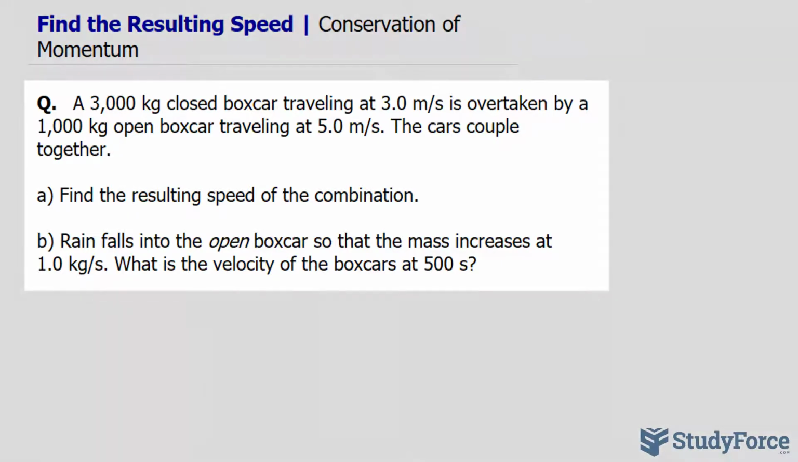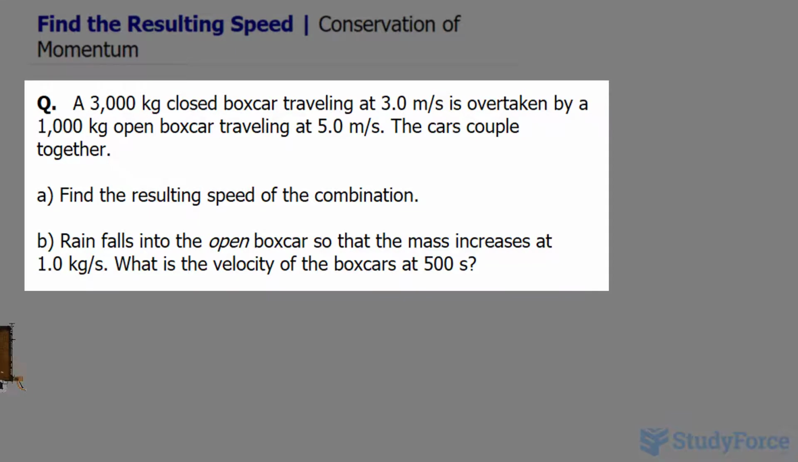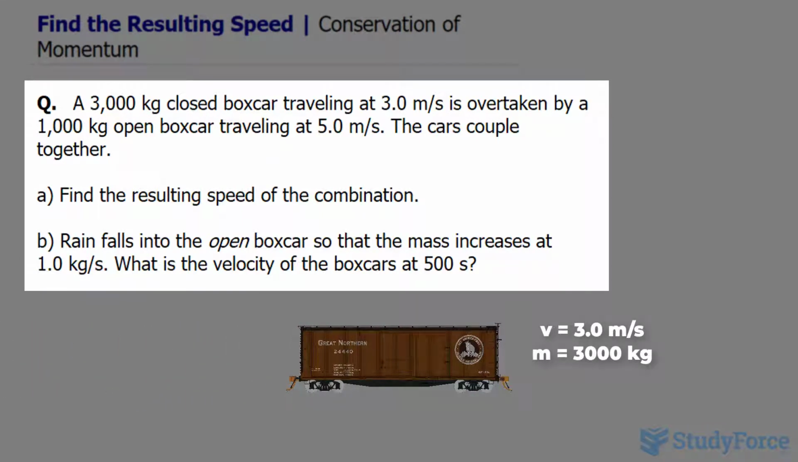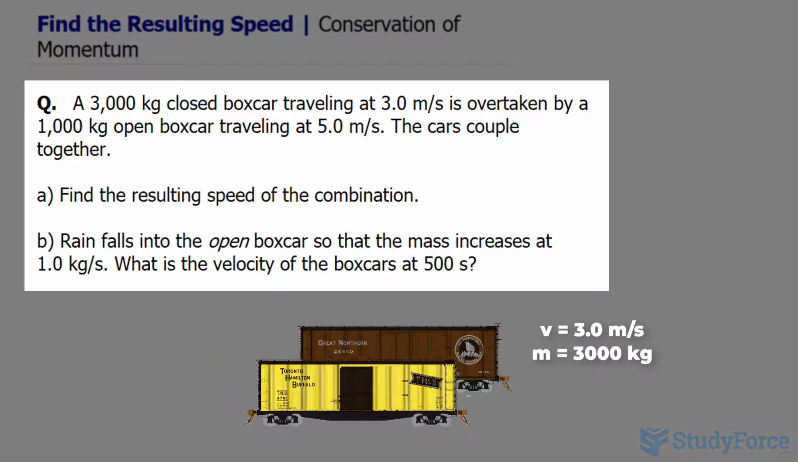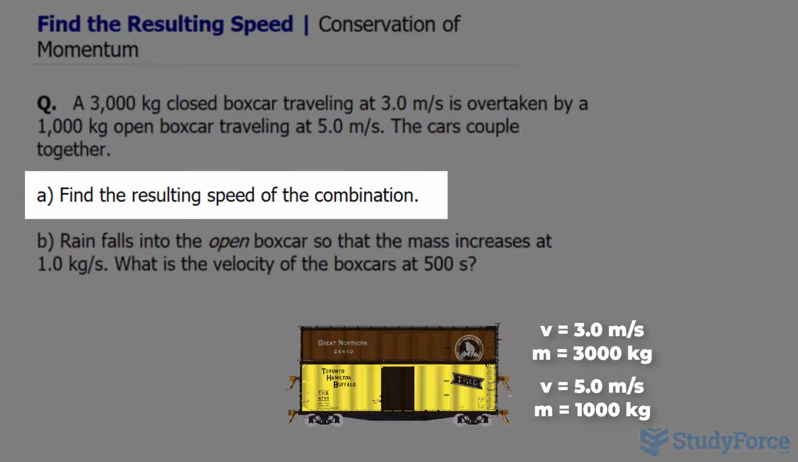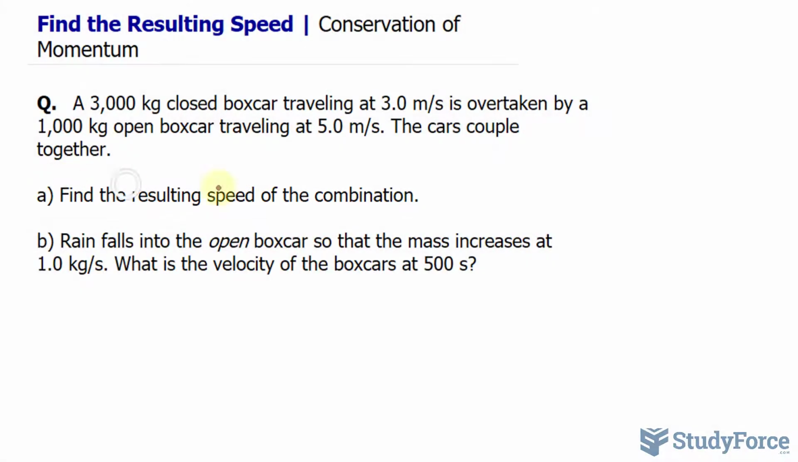The question reads, a 3,000 kilogram closed boxcar traveling at 3.0 meters per second is overtaken by a 1,000 kilogram open boxcar traveling at 5.0 meters per second. The cars couple together. In part A, find the resulting speed of the combination. We'll start with this and use our information to answer part B.